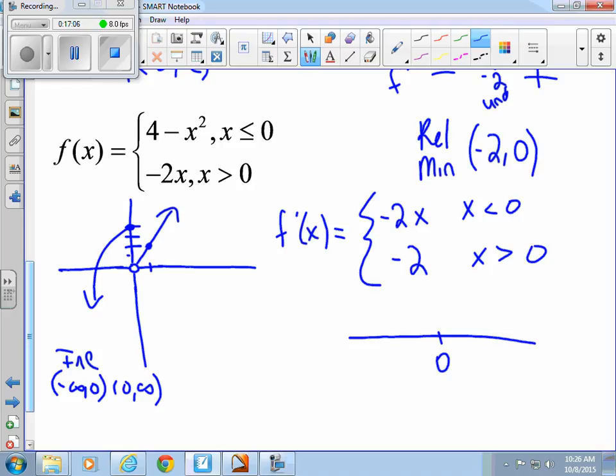Plugging in a number less than 0, where would I plug that in at? The derivative. And which part of the derivative? If I'm less than 0, the less than 0 part, right? So if I plug in negative 1 into negative 2 times negative 1, I get a 2. And what about to the right? Oh, let me do that. What did I do? I forgot to do the negative 2, so let me do that.